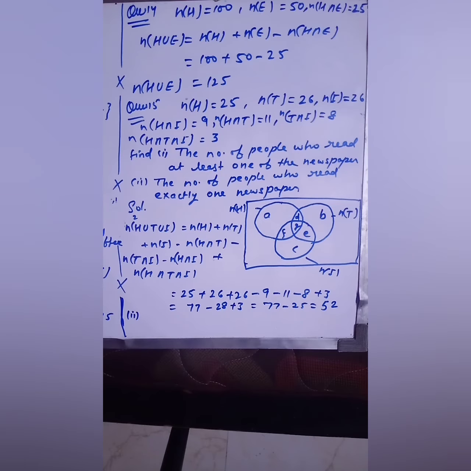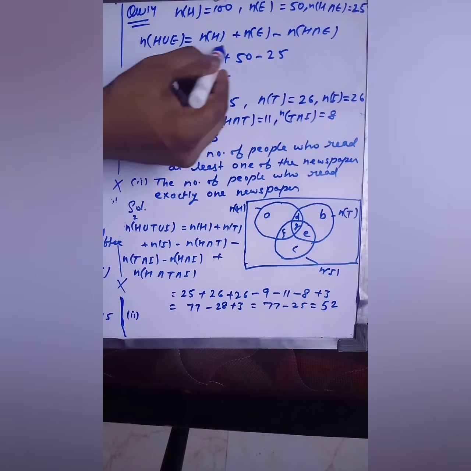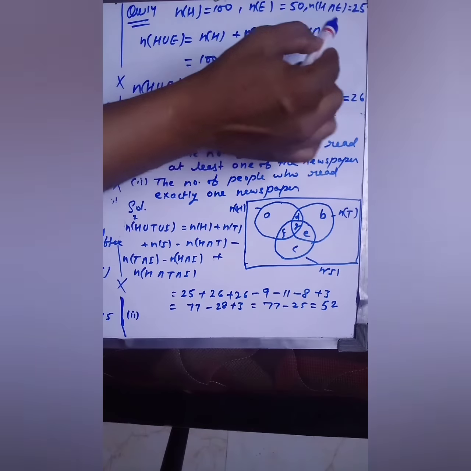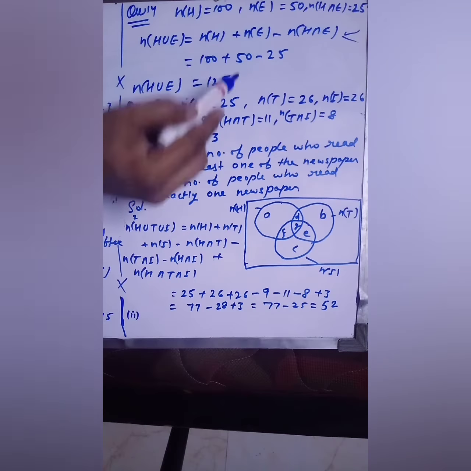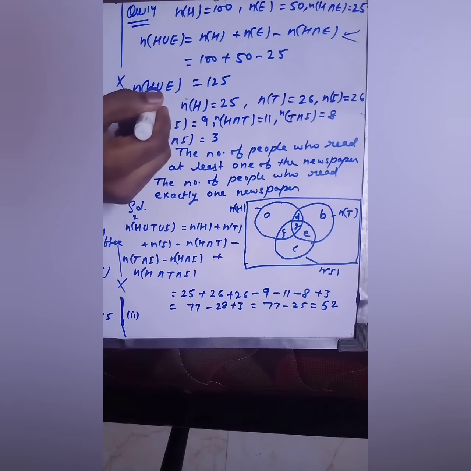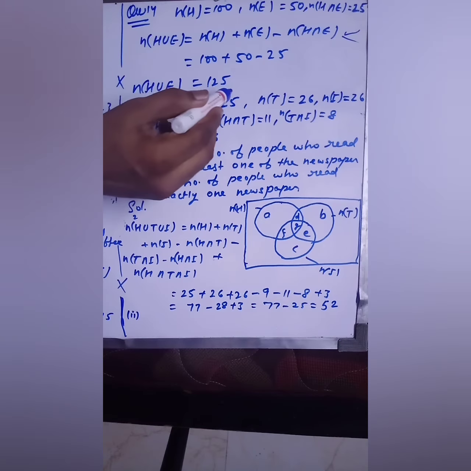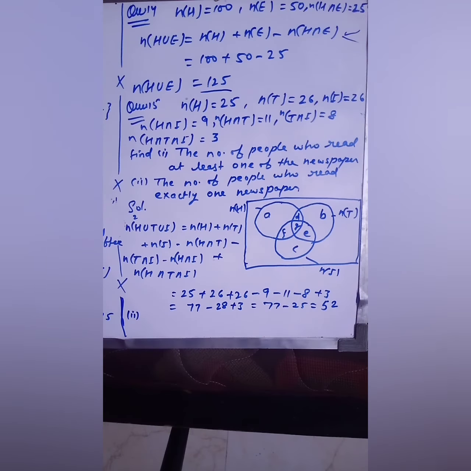There is no case of a student who doesn't speak Hindi or English. So everyone is speaking Hindi or English or both. Fine. So this is the formula, you know it very well, and I'm just putting the values here. After putting in H union E, you will get 125. So this is the total number of students.